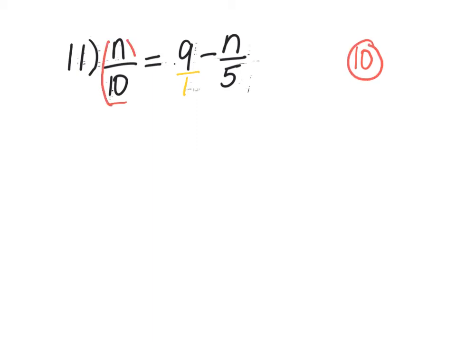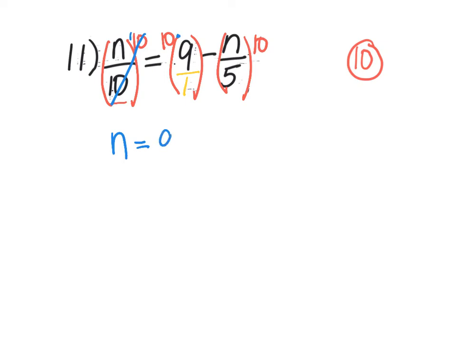So now we're going to pass out 10 to all the terms in the problem. So remember, 9 gets the LCD even though it doesn't have a denominator. Now I'm going to simplify each term. 10 divided by 10 is 1, and 1 times n is n. I don't really have a denominator under the 9. It's an understood 1, so I'm just going to multiply. 10 times 9 is 90. And in the last term, 10 divided by 5 is 2, and negative n times 2 is negative 2n.